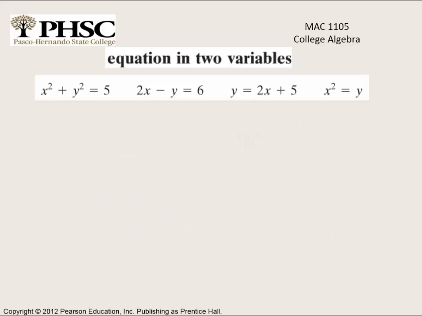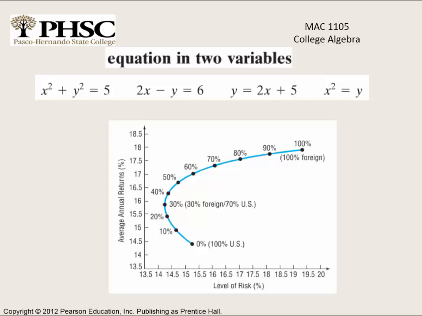So the first thing is, what's an equation in two variables? Well, you've seen these before. An equation in two variables is an equation that has either an x and y or an a and a b. So here we have x squared plus y squared equals 5. That's an equation in two variables. Here's an example of a graph that you might see, the graph of an equation that has two variables. So y equals 2x plus 5. You're probably more familiar with the middle two than you are with the first one or the last one.